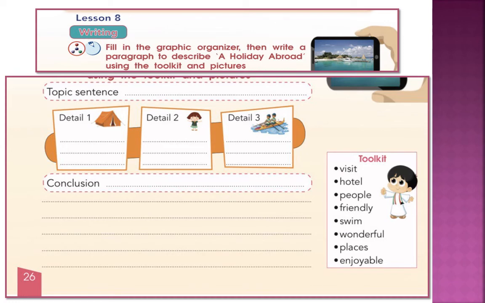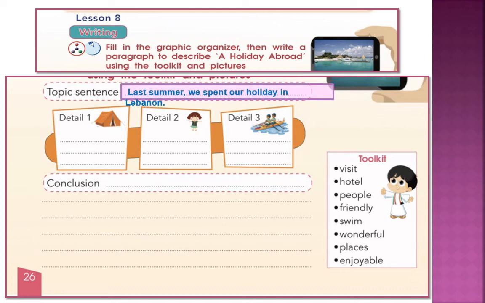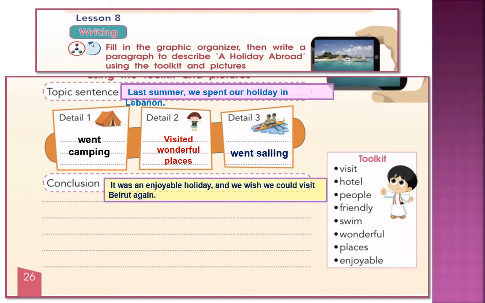Here, fill in the graphic organizer, then write a paragraph to describe a holiday abroad using the toolkit and pictures. The topic sentence is: Last summer we spent our holiday in Lebanon. Detail 1: went camping. Detail 2: visited wonderful places. Detail 3: went sailing. Conclusion: it was an enjoyable holiday and we wish we could visit Beirut again.